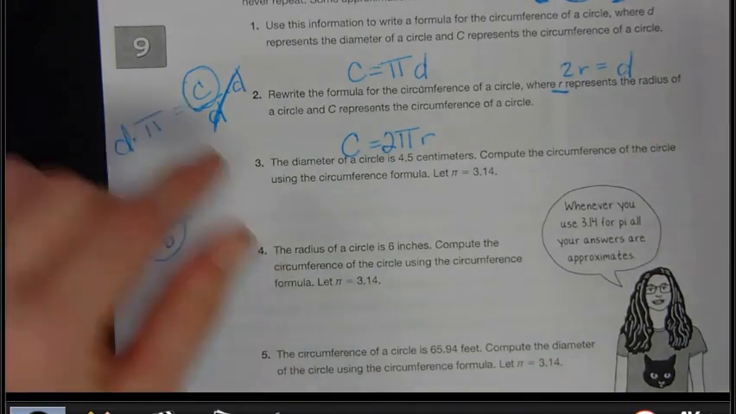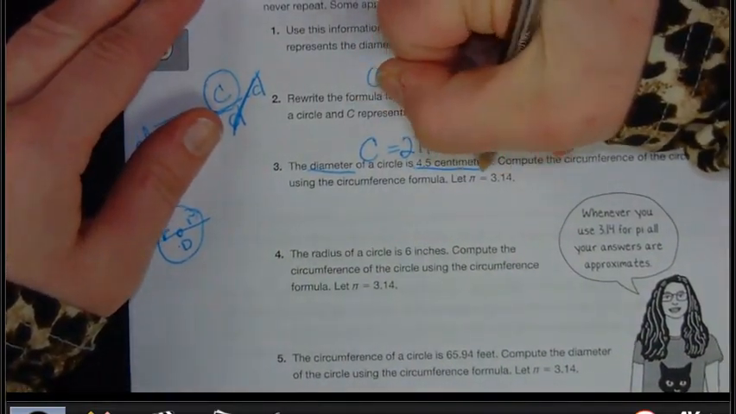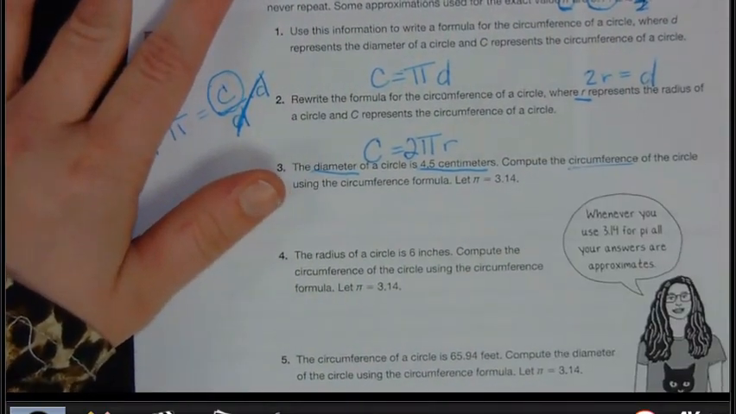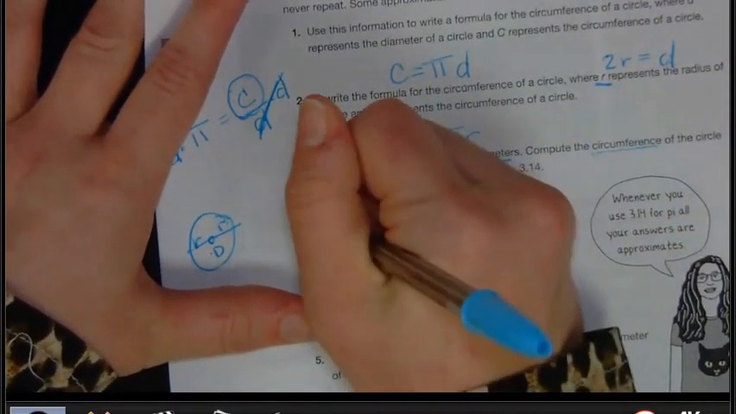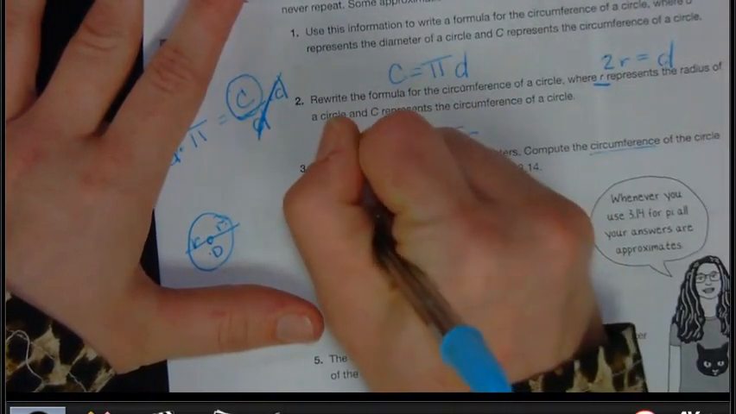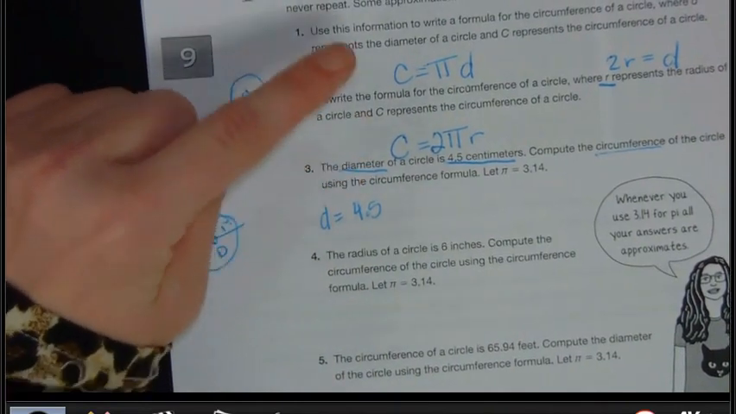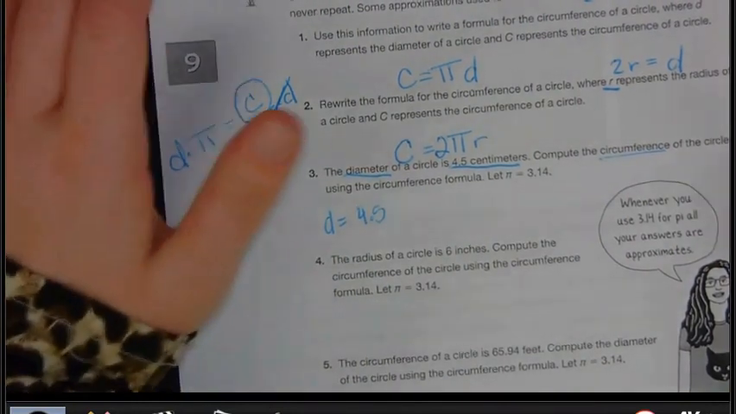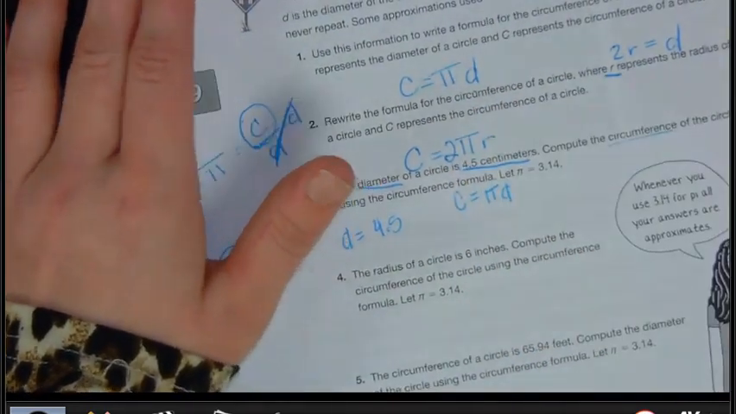All right, number 3. The diameter of my circle is 4.5 centimeters, okay? And I want to compute the circumference of this circle. I'm told that D is equal to 4.5. Now, which equation can I use knowing that I have the letter D in numbers? I can use the top equation. So C equals pi D.